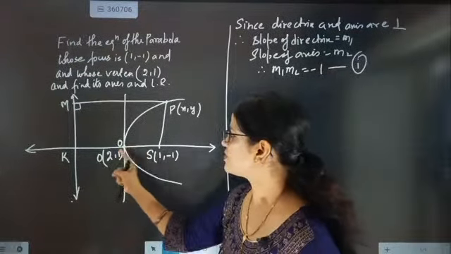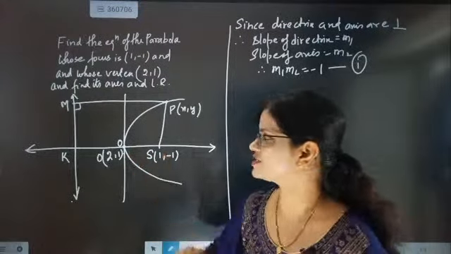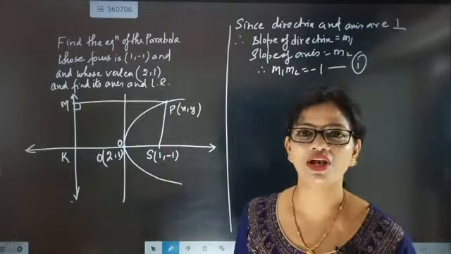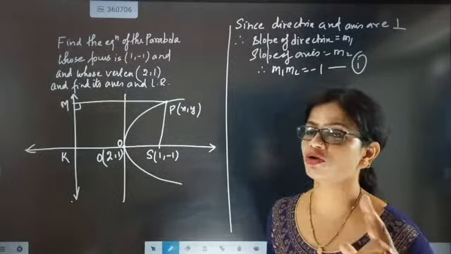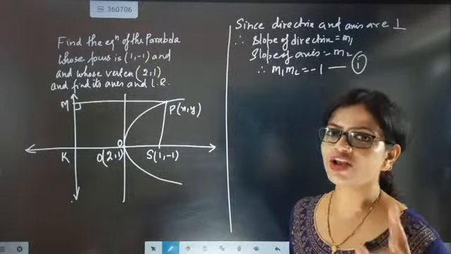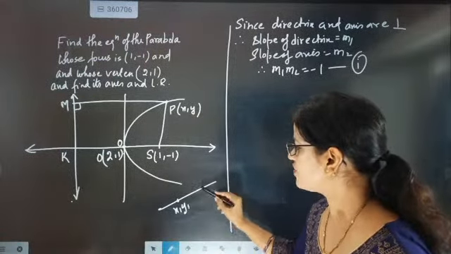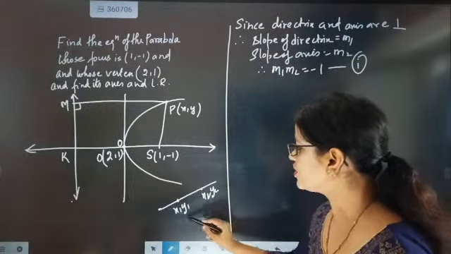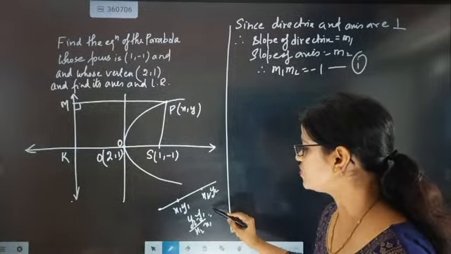These 2 points are present. Since these 2 points are present, you know how to get the slope of a line when 2 points are present. So, slope of a line in 2-point form. Remember this point. If a line has 2 points, (x1, y1) and (x2, y2), then how to get the slope? (y2 minus y1) by (x2 minus x1) equal to slope.